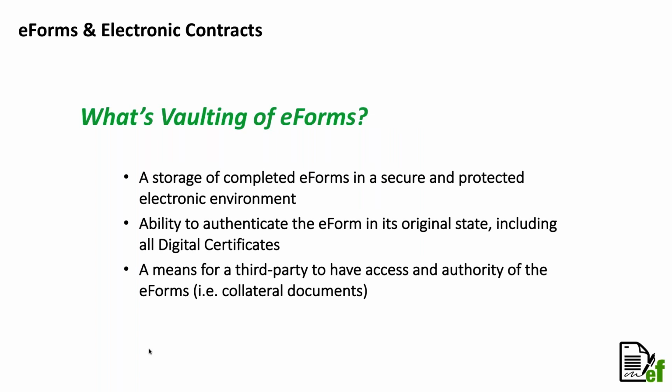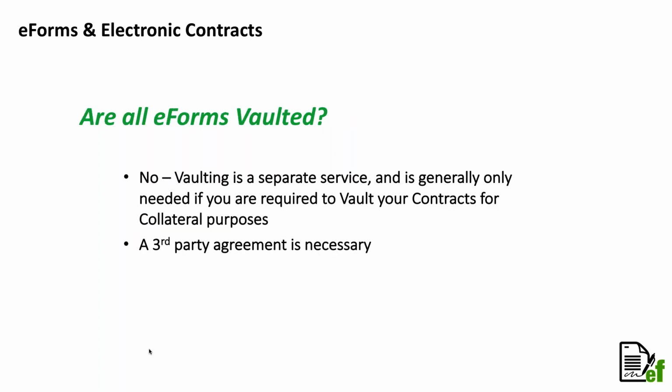Now, there's another feature that some companies are required to have, and that's vaulting of their eForm. And vaulting is a storage of the completed eForm in a secure and protected electronic environment. Ability to authenticate the eForm in its original state, including all digital certificates, and a means for a third party to have access and authority of the eForms. So typically vaulting is used for collateral documents. So if you have a banking situation and they want to have a collateral of your contracts, the vaulting is a service that can be used to do that.